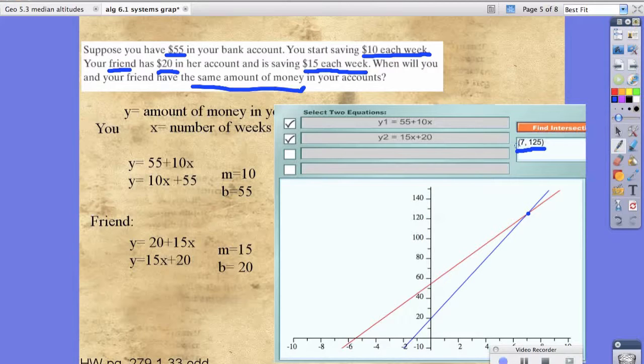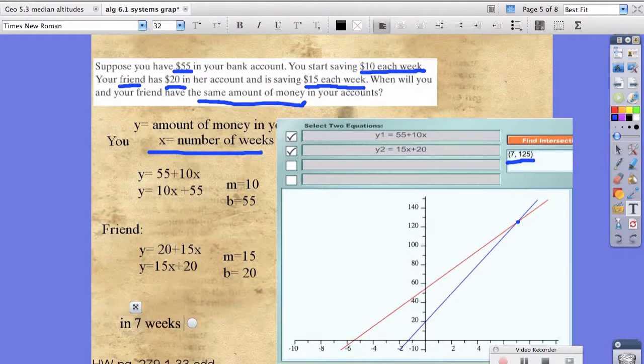Now the 7 represents our x, and if you look at what we wrote down earlier, x is equal to the number of weeks, and y represents the amount of money. So in this case, this is saying that in 7 weeks, they will have the same amount, and that same amount will be $125. So going back to the question, it says when will you and your friend have the same amount of money in your bank accounts? So when as in like a date. So you could respond back and say that in 7 weeks we will have the same amount.